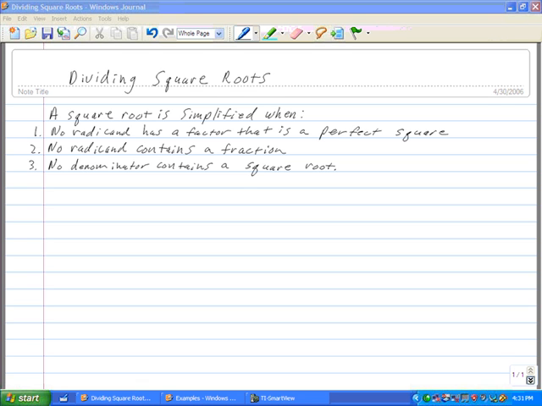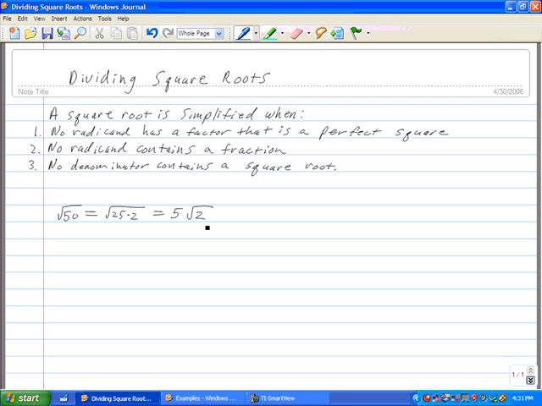Now, with that in mind, we need to know what it takes for a square root to be simplified. First of all, no radicand can have a factor that is a perfect square. For example, and this is the type of thing we've seen before, square root of 50 is considered not simplified because it can be written in factored form as 25 times 2. 25 is a perfect square. Therefore, for this to be simplified, the 5 has to come out because you take the square root of 25, and that's 5, and the 2 has to stay in.